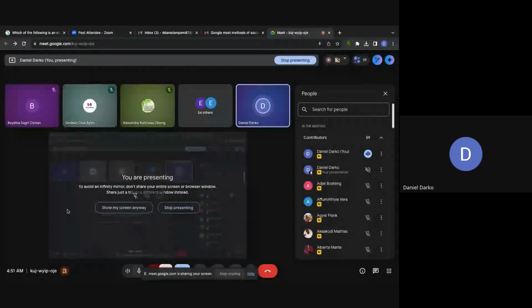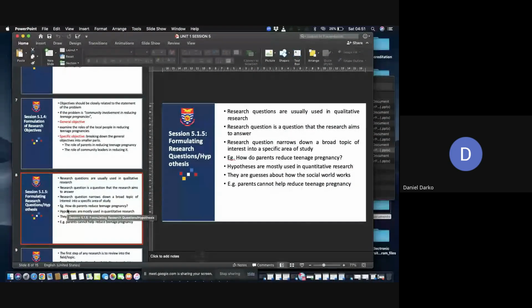Okay, let's continue. The next step is formulating research questions or hypotheses. So normally the research question is usually used in qualitative research. Research question is a question that the research aims to answer. The research question narrows down broad topics of interest into a specific area of study. So the same question, how do parents reduce teenage pregnancy? How do community leaders reduce teenage pregnancy? So normally the research questions emanate from the objectives, but you turn it into a question form, then they become research questions.